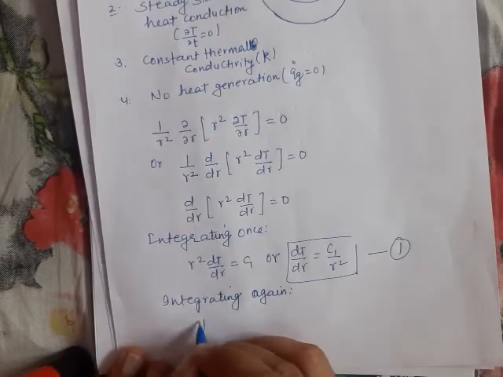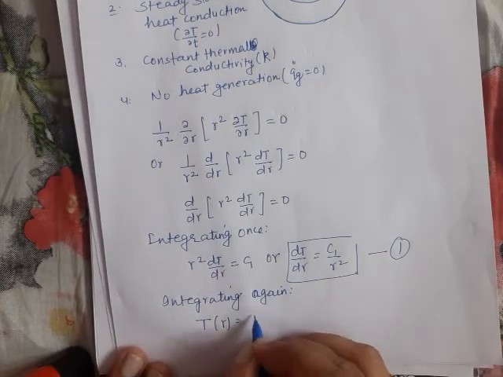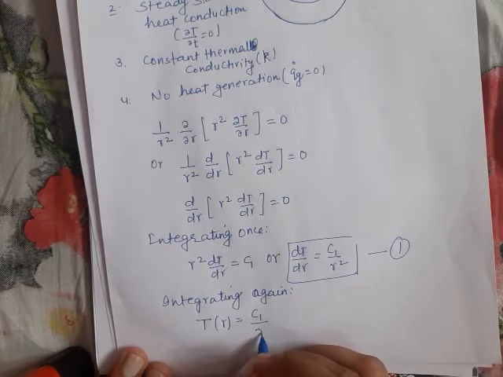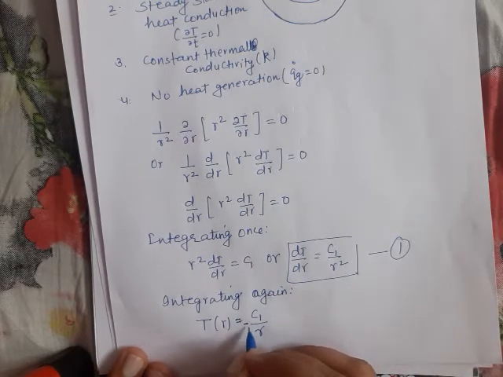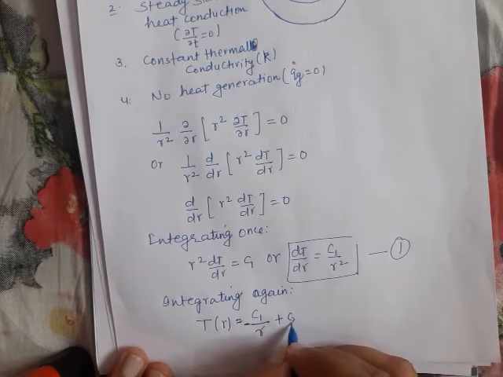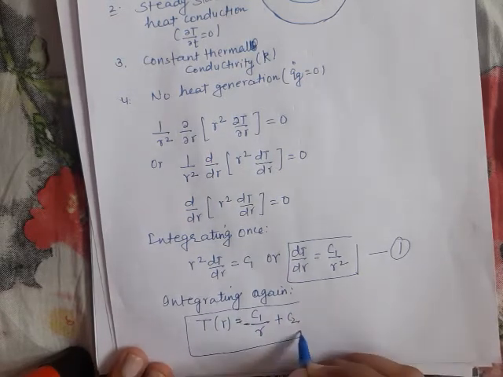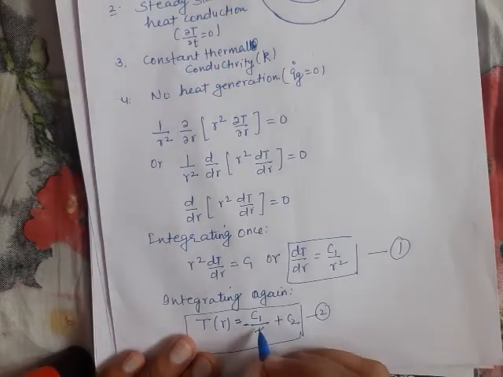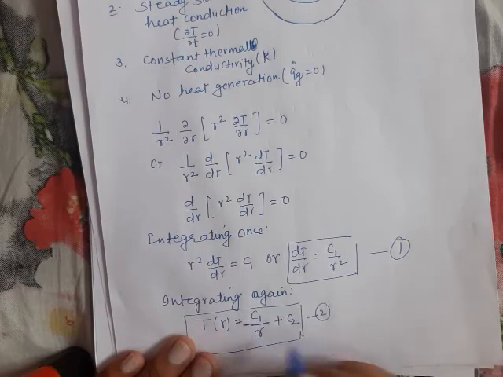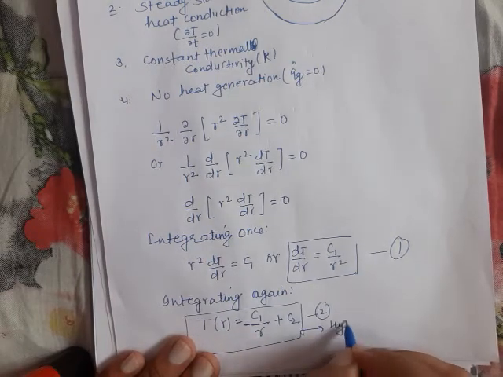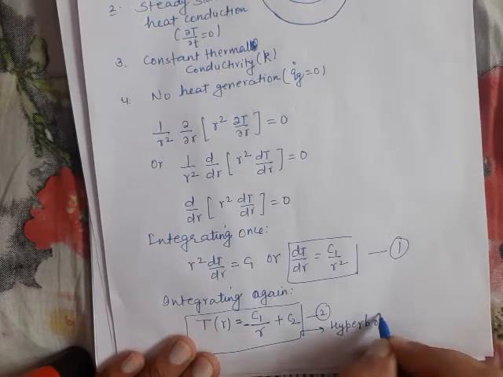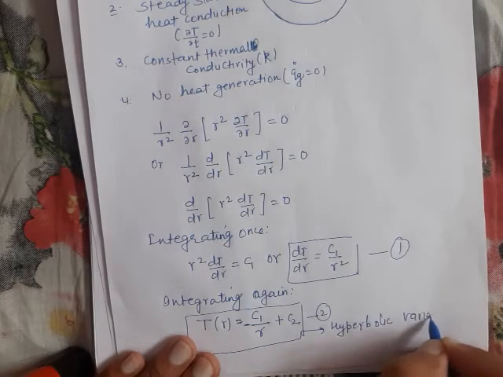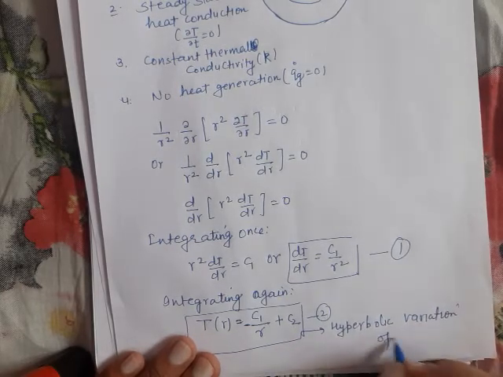We will have temperature as a function of radius as C1 upon r squared integrated. C1 is constant, and the integral of 1 upon r squared is minus 1 by r. So it is minus C1 by r plus some constant of integration C2. This is equation number 2, and equation 2 gives a hyperbolic variation of temperature. Temperature is a function of 1 upon r, therefore it is a hyperbolic variation of temperature.